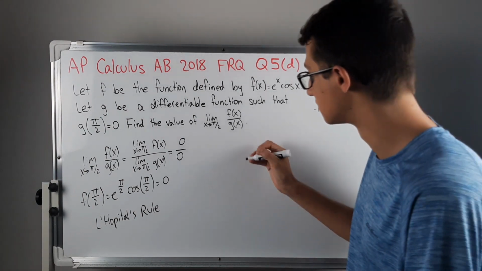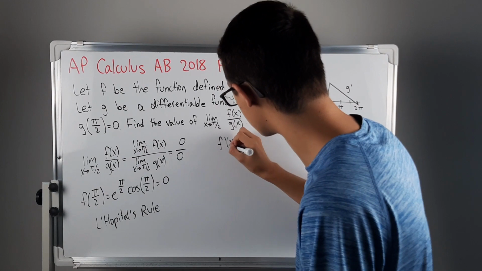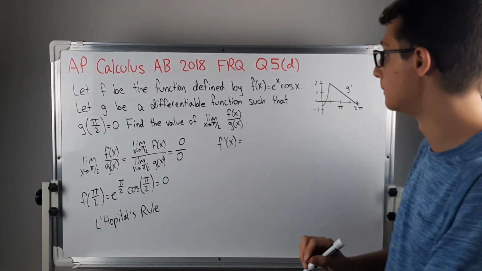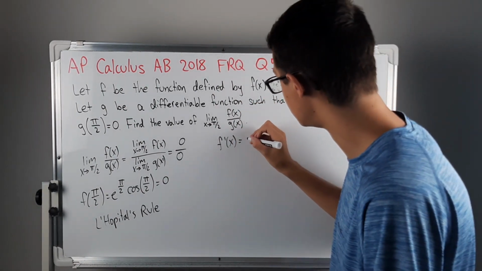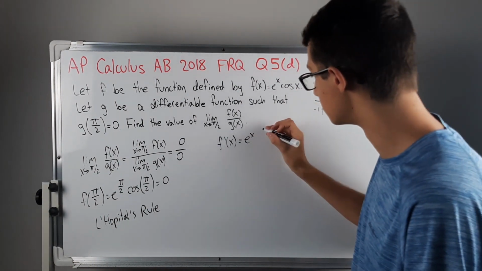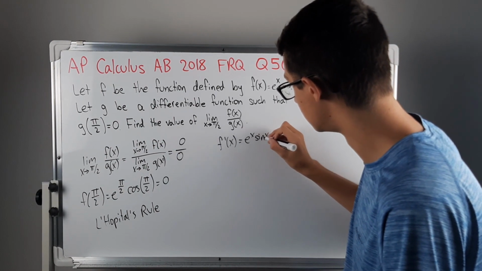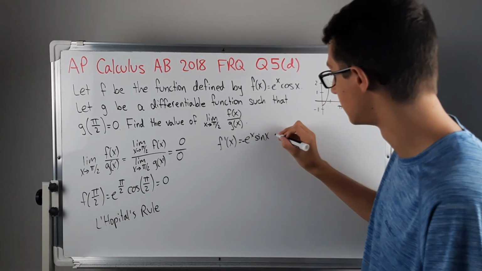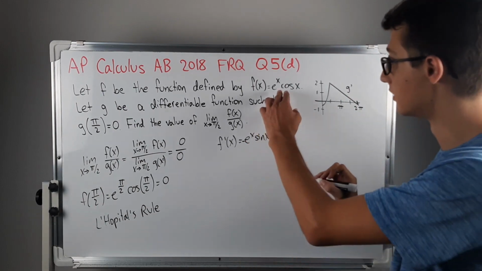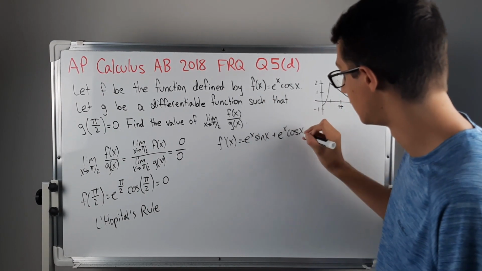So let's do this. If we want f prime of x, we can start by saying this is going to be e to the x times the derivative of cosine, which is negative sine of x. So I'm just going to put the negative here, and then plus, the derivative of e to the x is just e to the x, multiplied by cosine of x, and there we go.